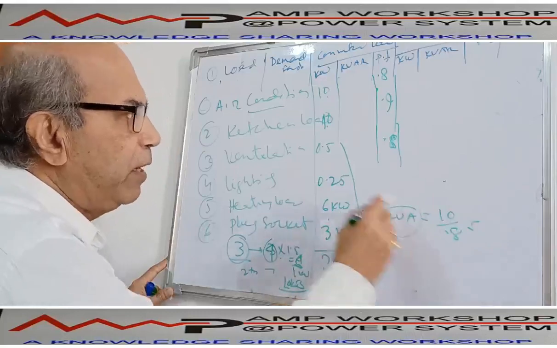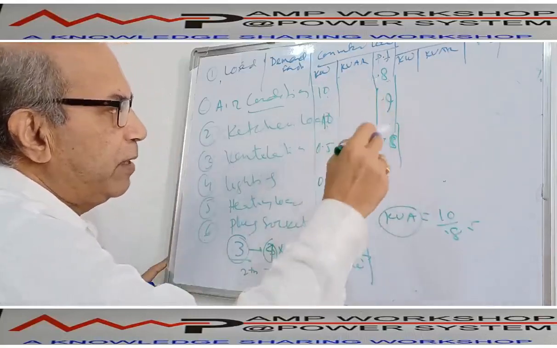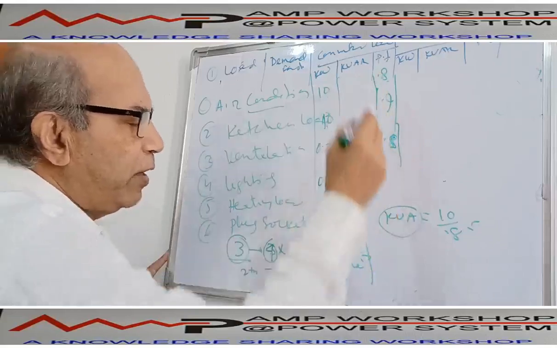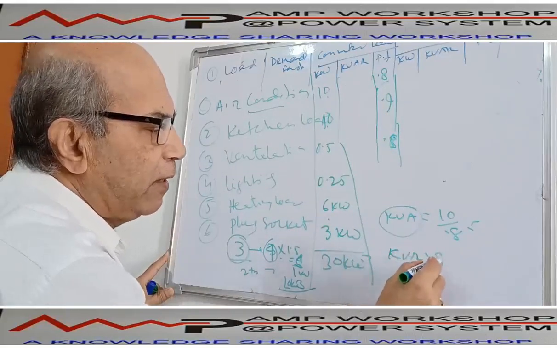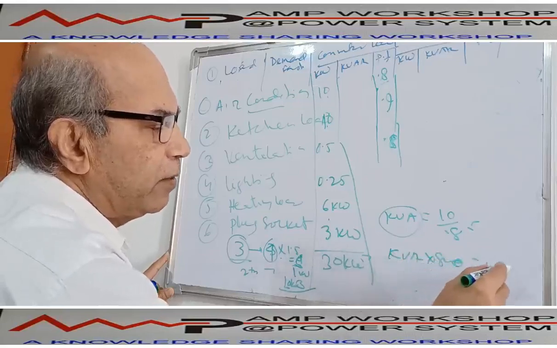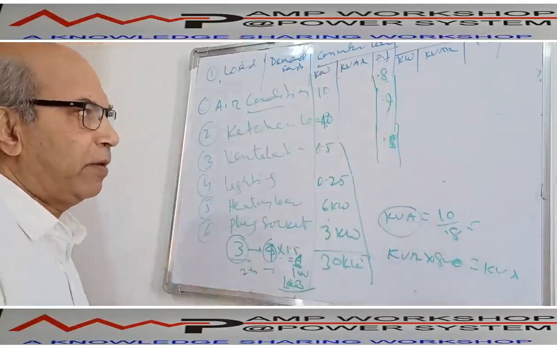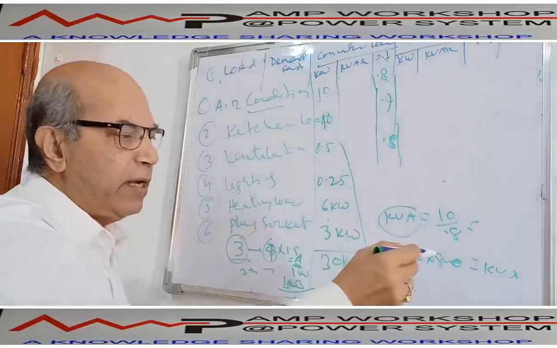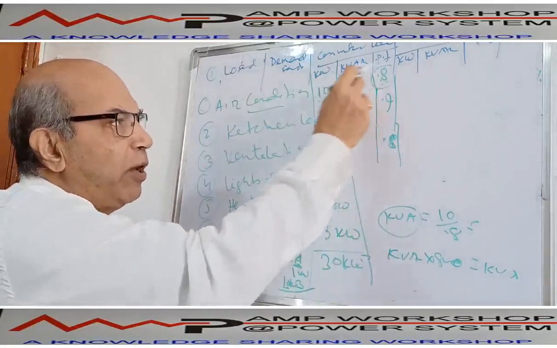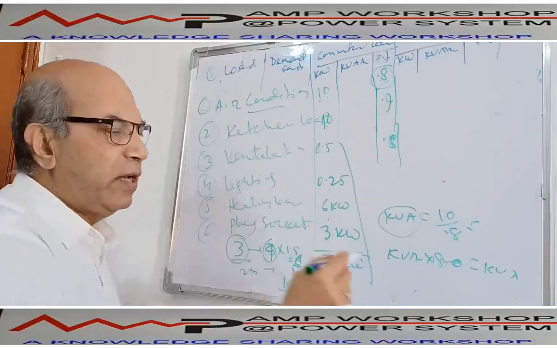Once you get the KVA, and 0.8 power factor means sin phi, how much? Sin phi for 0.8 is 0.6. So KVA into sin phi gives you the KVAR. So easily you can calculate all the KVAR. From the kilowatt divided by power factor, you get the KVA. KVA into sin phi. Now cos phi is 0.8. Power factor means cos phi. How much is sin phi?